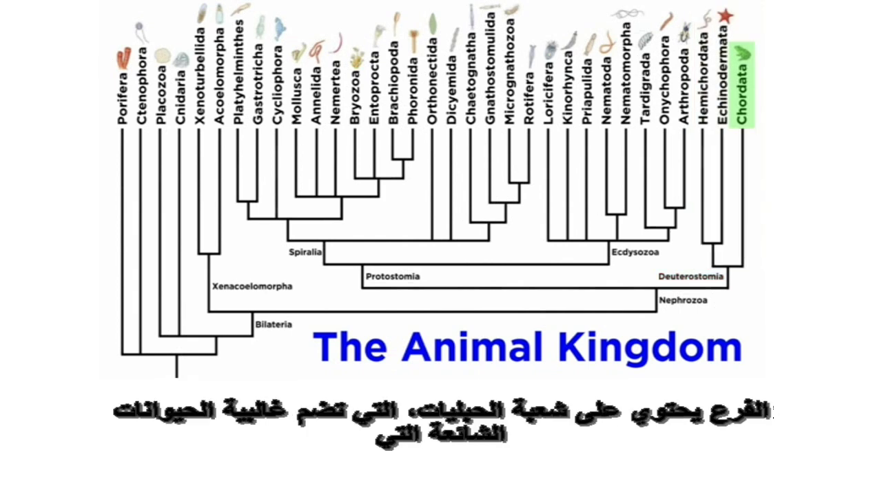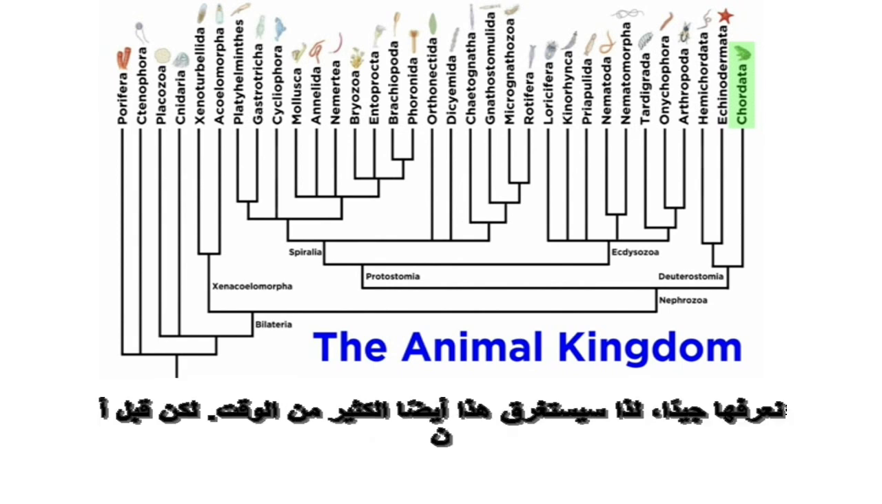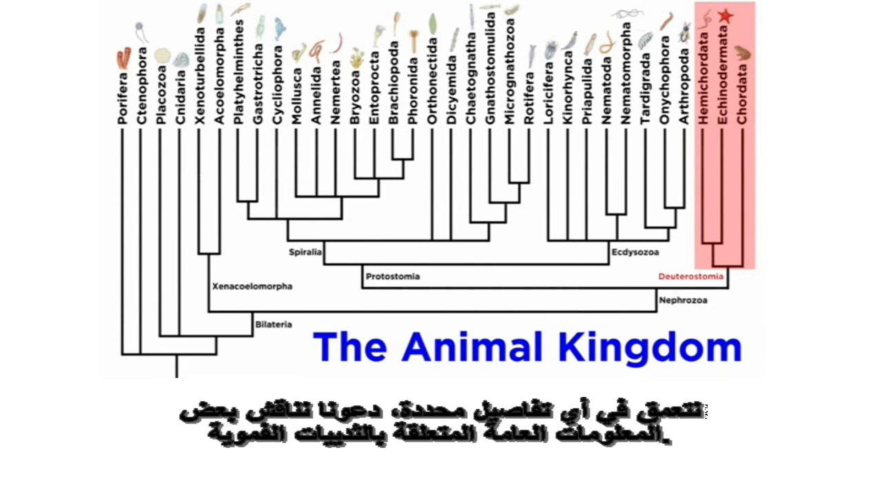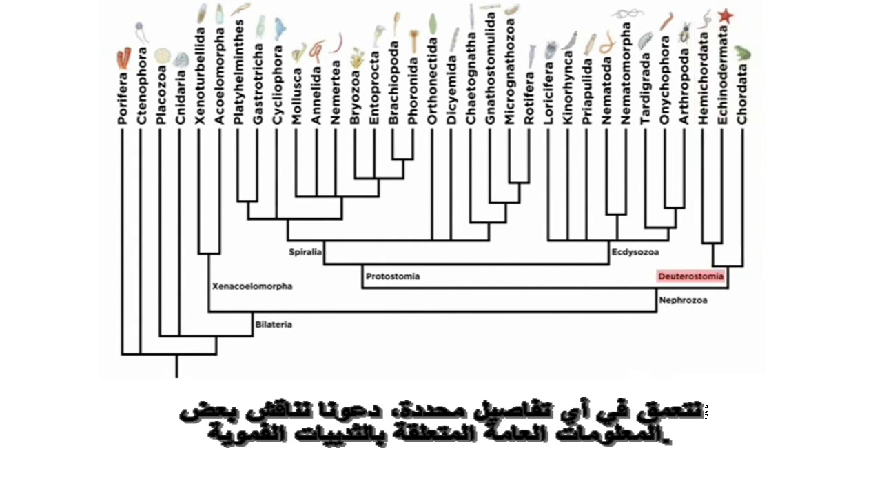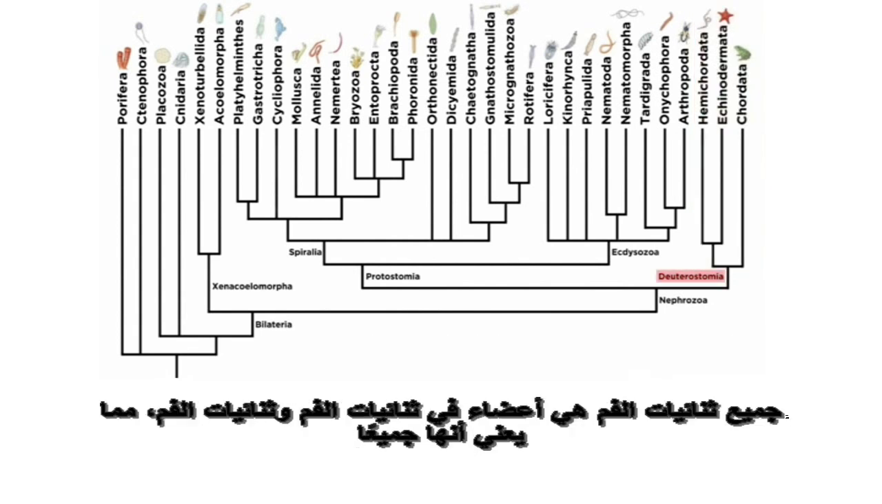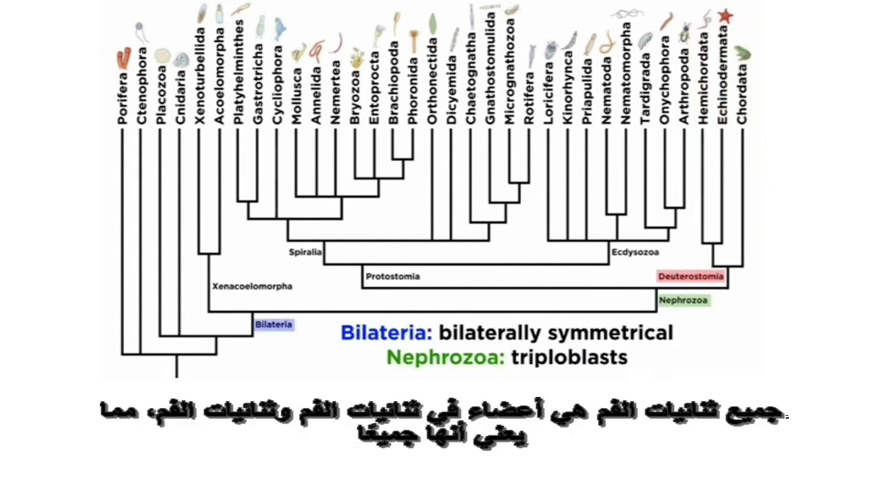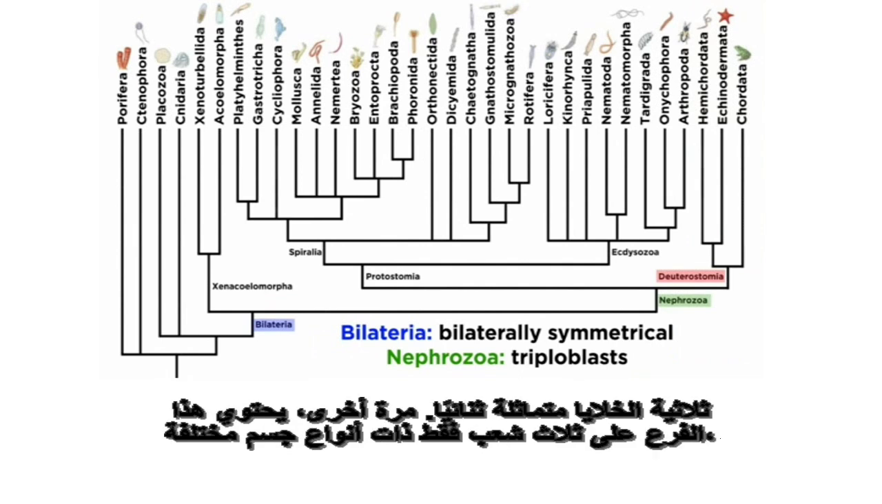But this clade contains the phylum Chordata, which houses the majority of the common animals we are most familiar with, so that will take quite a lot of time as well. But before we dive into any specifics, let's discuss some general information regarding deuterostomes. All deuterostomes are members of Bilateria and Nephrozoa, meaning they are all bilaterally symmetrical triploblasts.